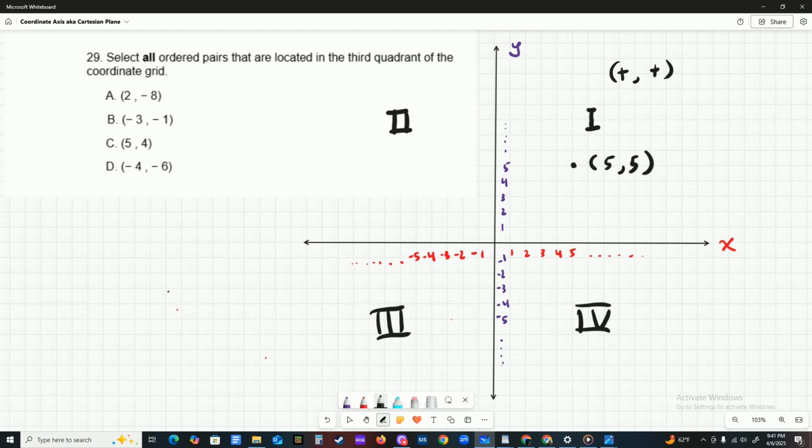Quadrant 2 does not have positive, positive. Instead, it has negative, positive. So imagine a point right here. This is -5, 5. The general format is negative number, positive number. Anything with that would be in the second quadrant.